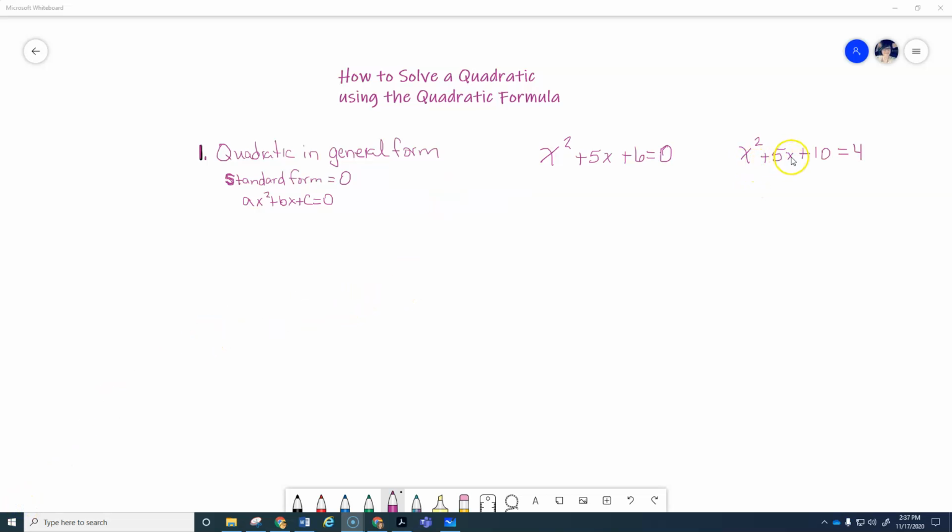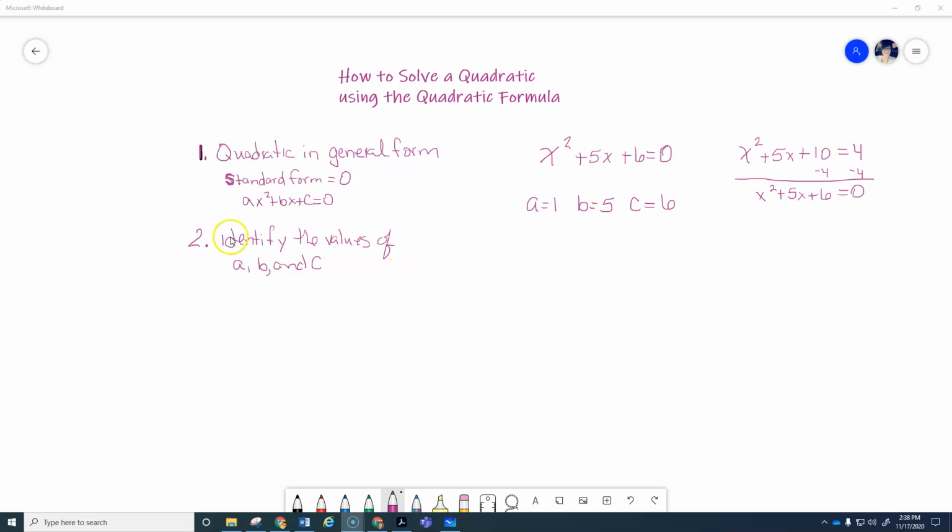But x squared plus 5x plus 10 equals 4 is not ready to use the quadratic formula. We must first set this equal to 0. But by simply subtracting 4 from both sides, we can transform this quadratic that is not in general form into a quadratic that is in general form.